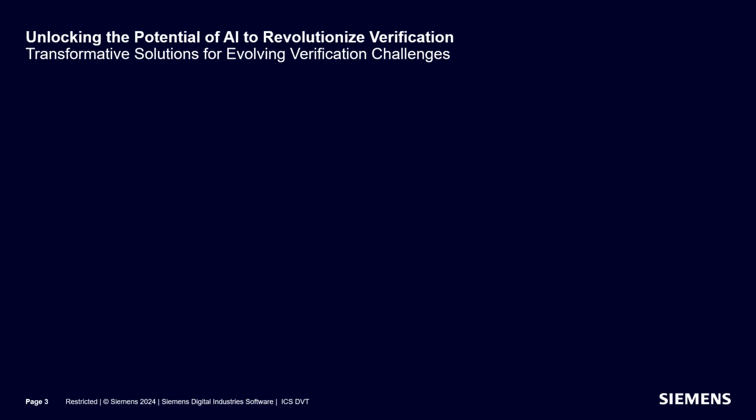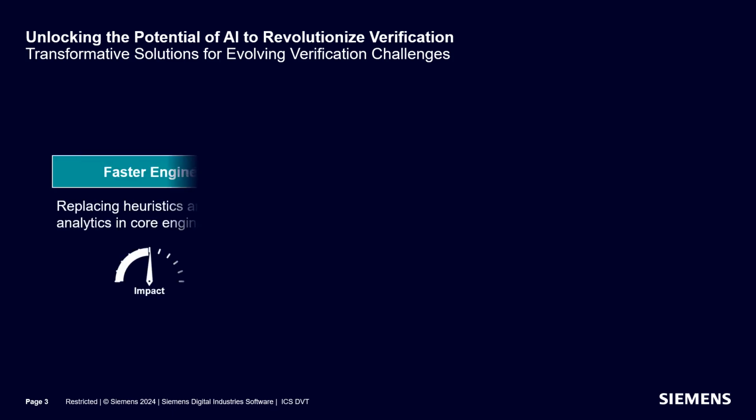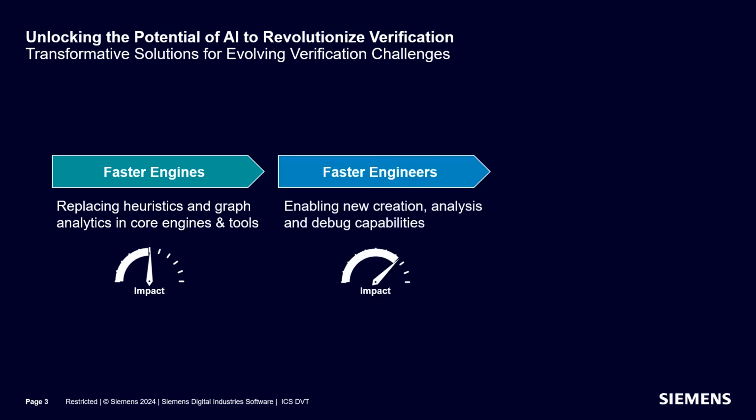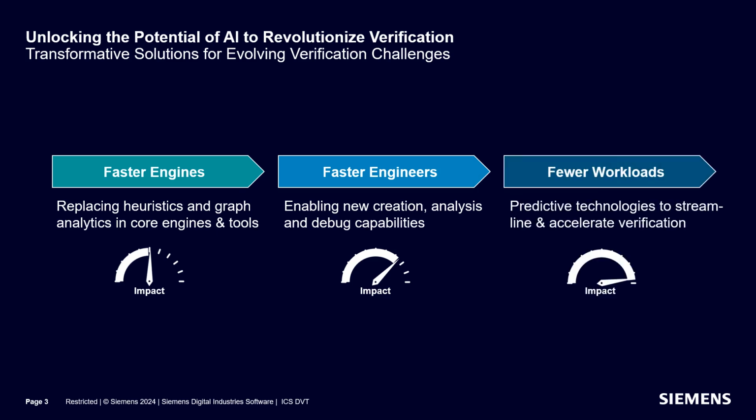How do we unlock the potential of AI to revolutionize verification? There are three different areas we can address with AI ML. The first is we make engines faster, to replace the existing heuristics and the graph analytics in core engines and tools. The second is having more impact, to enable verification engineers to move faster, to enable new creation, analysis, and debug capabilities. The third one has even more impact. AI ML can take some load off our engineers with predictive technologies to streamline and accelerate your verification.